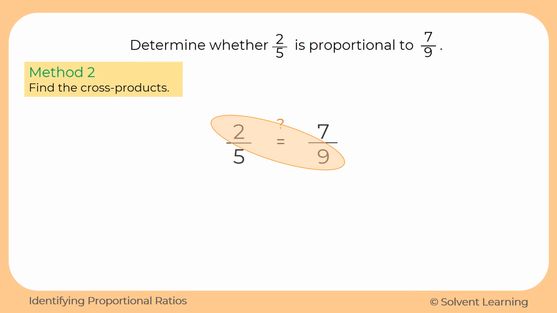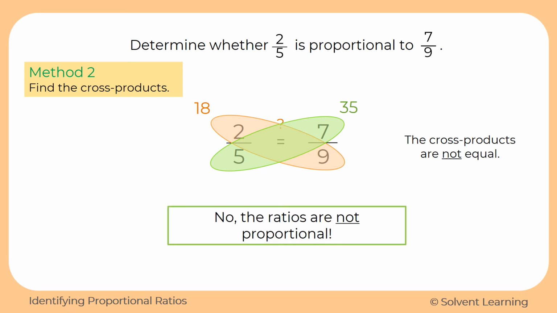So for this cross product, we have 2 times 9, which is 18. And for the other cross product, we'll look at the numbers on the other diagonal. 5 times 7 gives us 35. These cross products are not equal to each other. 18 is not equal to 35. So that tells us that the ratios are not proportional.